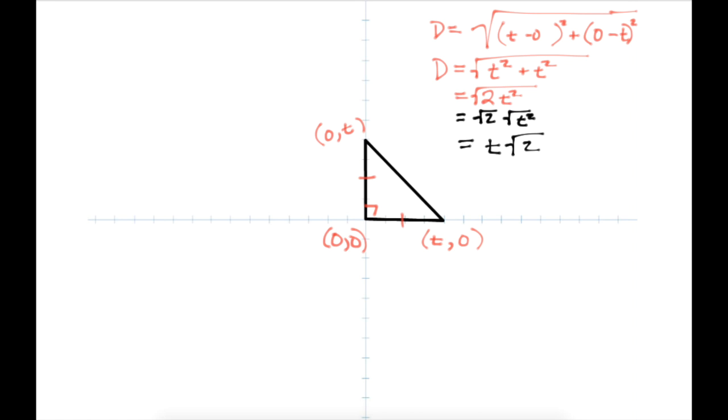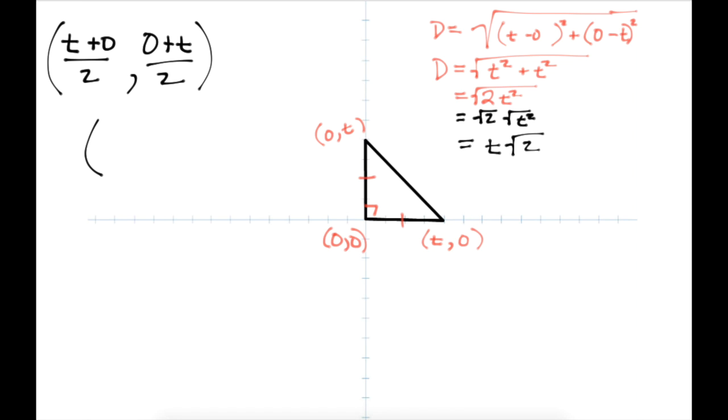Now for the midpoint, we use our midpoint formula, which says that we add our x's, which is t and 0, and we divide by 2. And we add our y's, which is 0 and t, and divide by 2. And so for our midpoint, we get t over 2, t over 2.